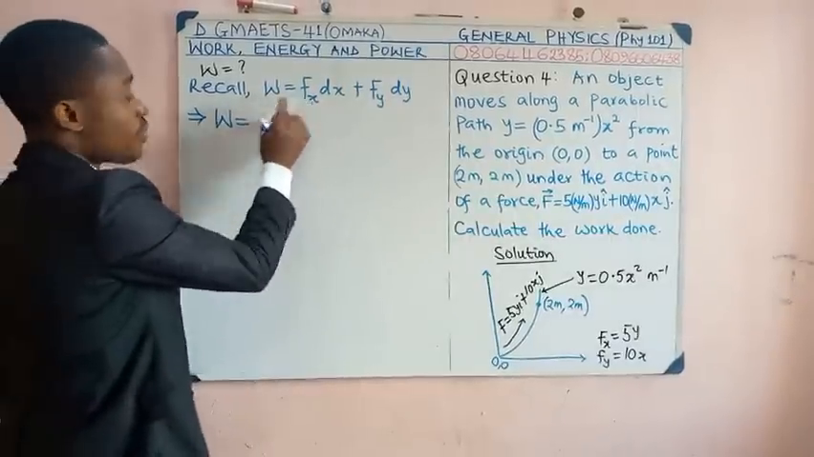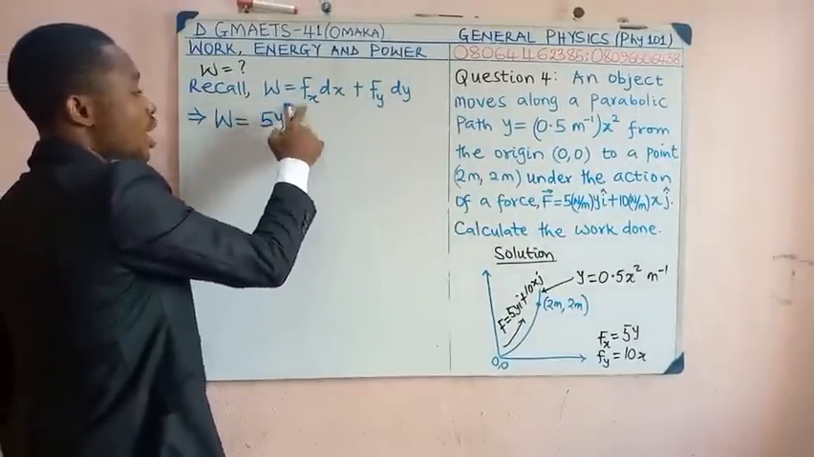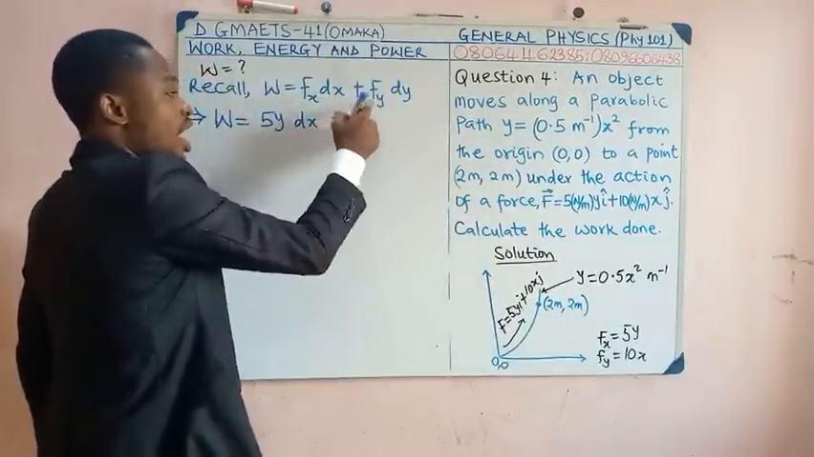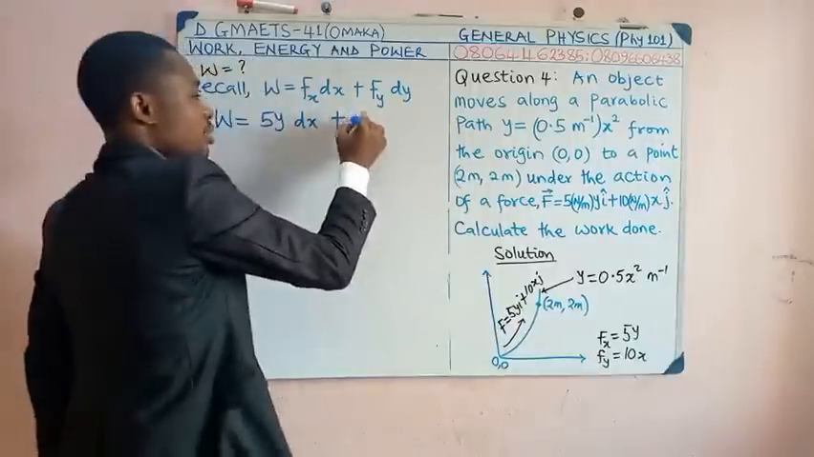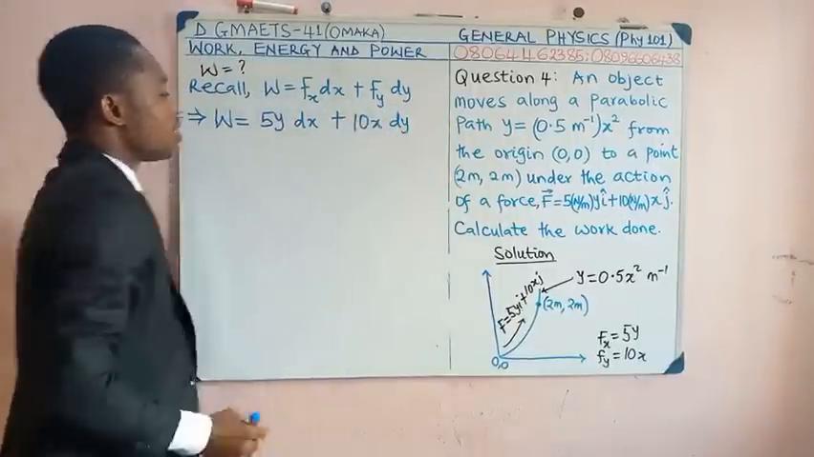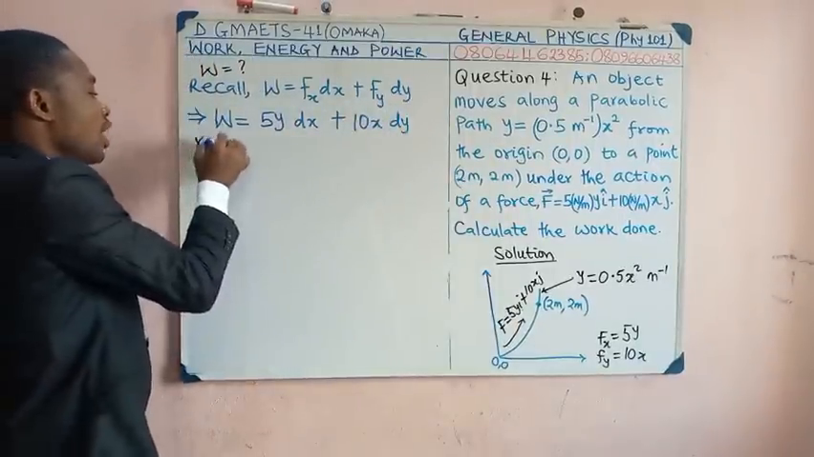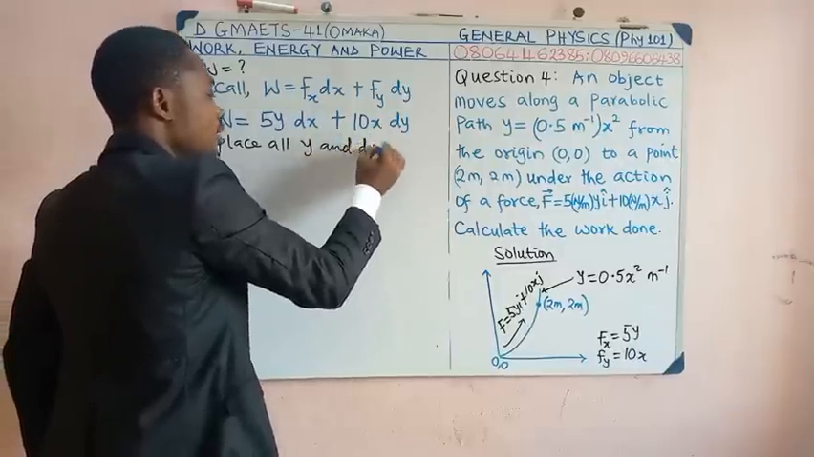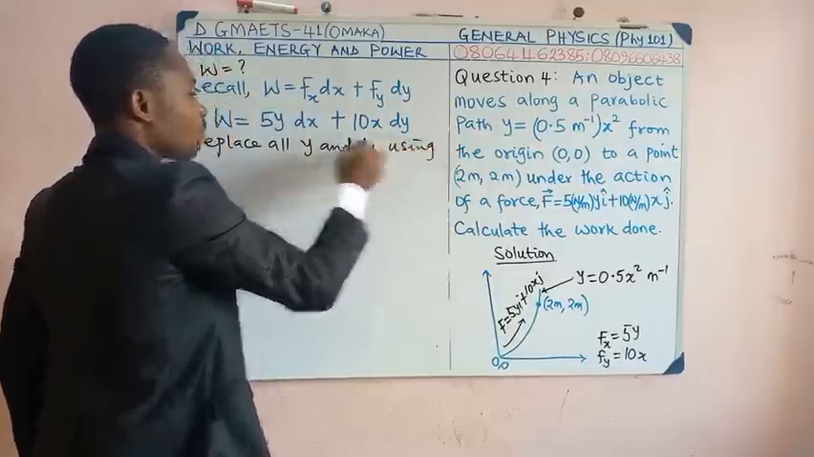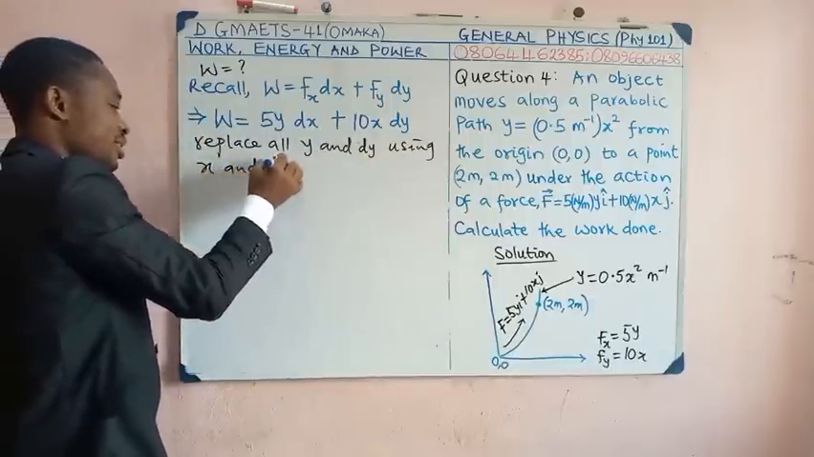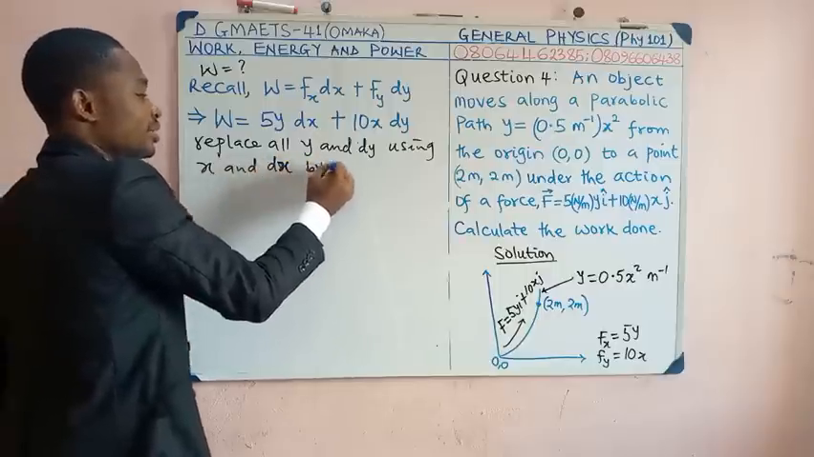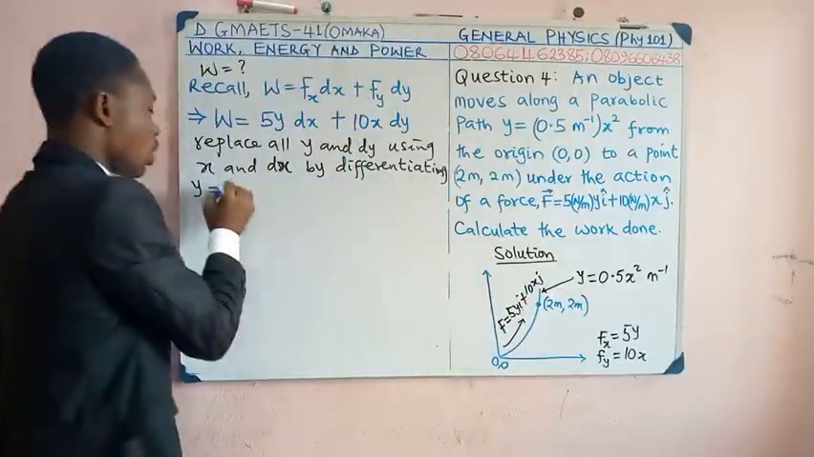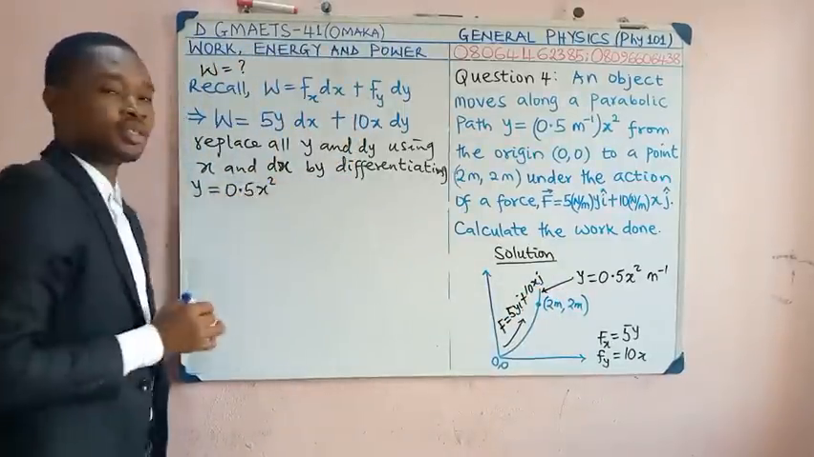Let's fix in our value and see. F of x is 5y. So I'm going to write the 5y there and then multiply by dx. 5y, then dx. I'm substituting. Fy is 10x. So it's going to be 10x multiplied by dy. So at this point, replace all y and dy using x and dx by differentiating y equal to, they gave us the equation of the curve, 0.5x squared. Is that okay?